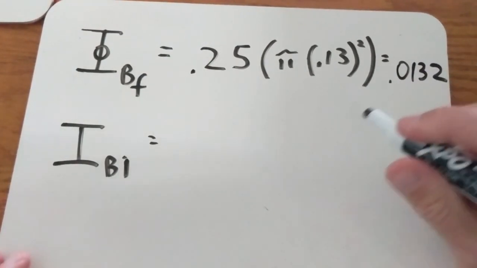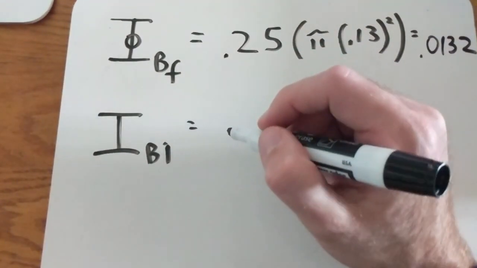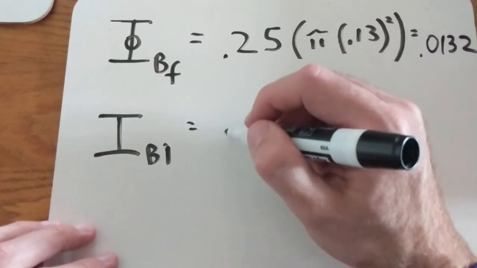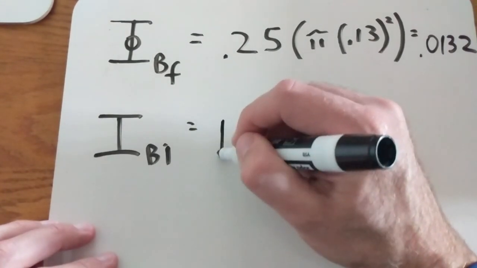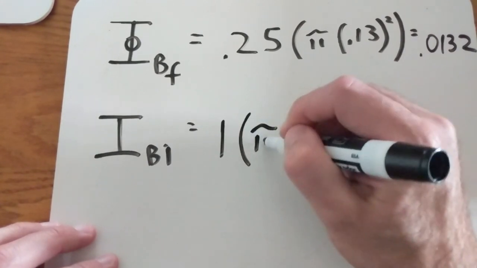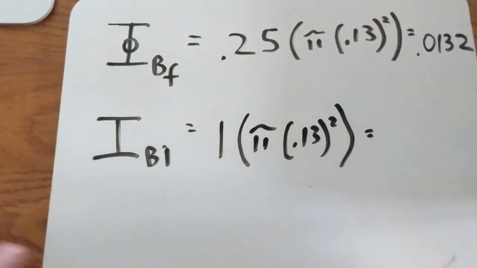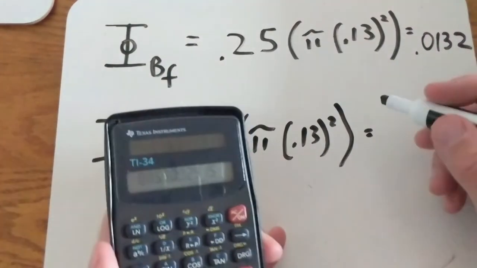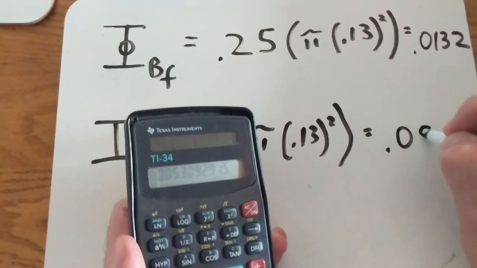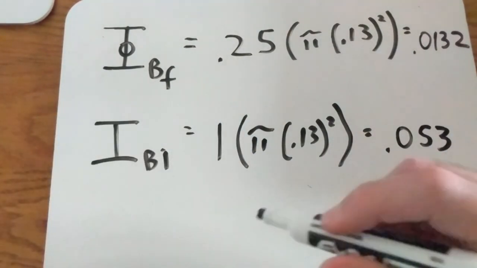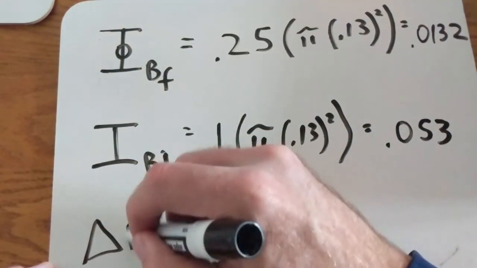All right. Now we do the same thing over here. Our initial magnetic flux was 1 times the area, which did not change, 0.13 squared. I'll go through this really fast. Pi times 0.13 squared gives me 0.053. So to get the change in magnetic flux, we might as well just do that right here.